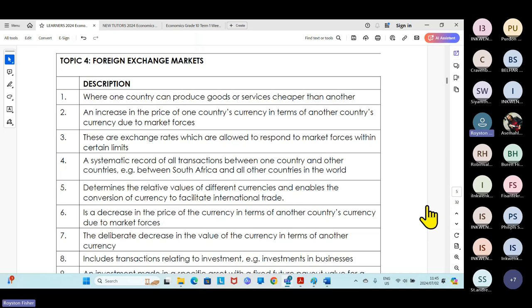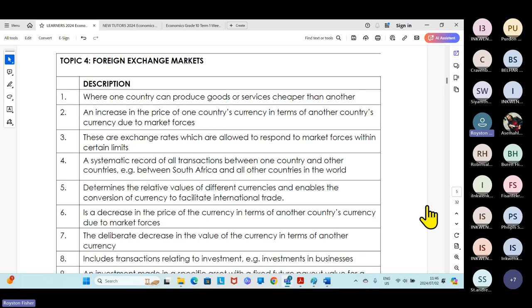So, number one, where one country can produce goods or services cheaper than the other, and Craven B gave the first answer, so well done. Comparative advantage. In Kolwezi secondary as well said comparative advantage, Buren comparative advantage. Yeah, so far you're all correct. I just want to make sure that I'm not missing anyone out. For Santa Kraal, comparative advantage. Thank you so much and well done.